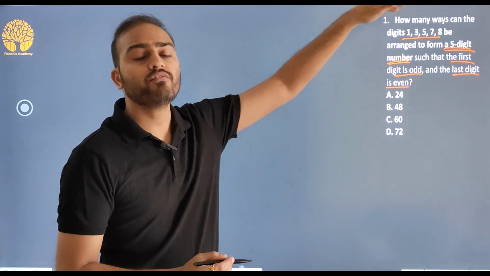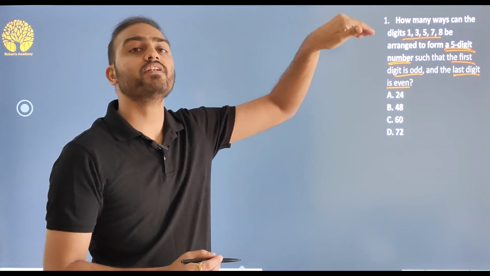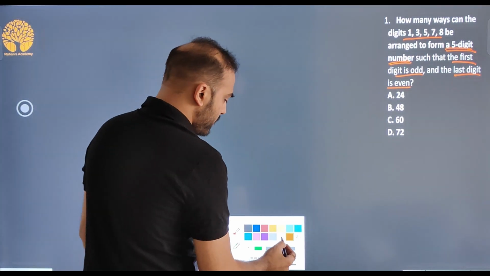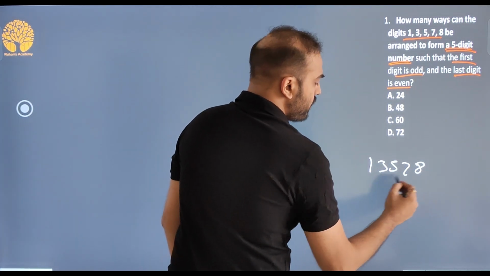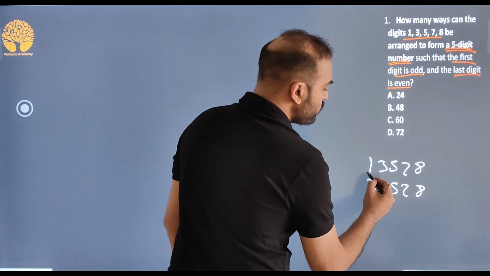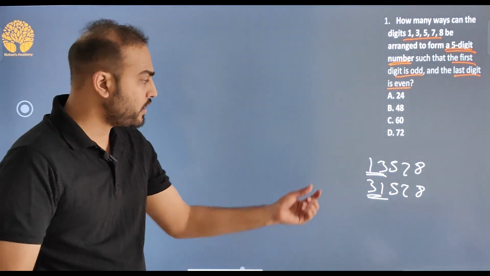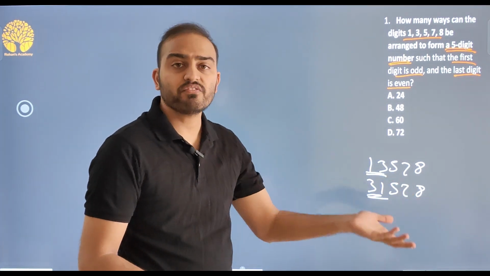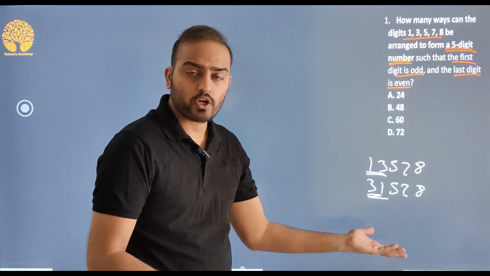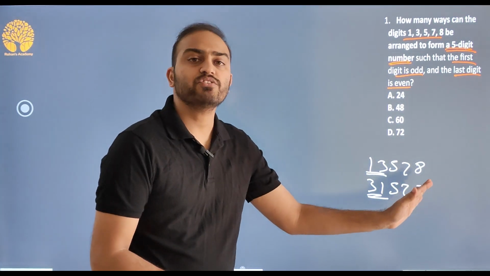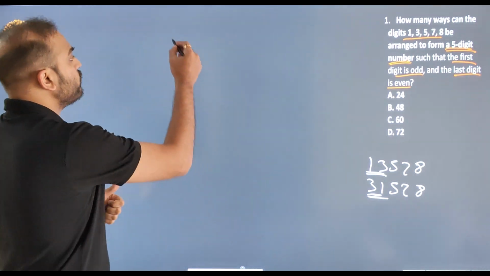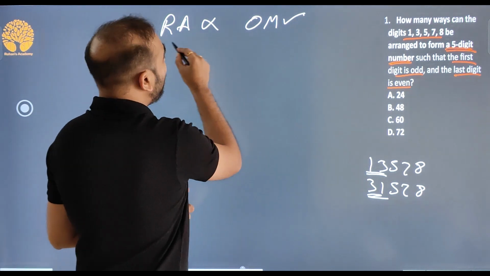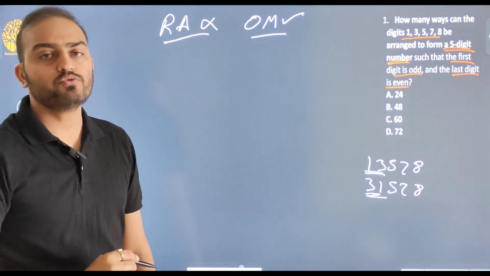Because if I have a number 13578 versus 31578, both are different numbers. If I have the number 13578 and another number 31578, what did I do? I changed the positions of these two, I changed the order. Are the two numbers the same? No, these are two different numbers. So what will we say? The order in which I write down these numbers matters. So repetition is not allowed and order matters, hence we are using permutation to solve this.